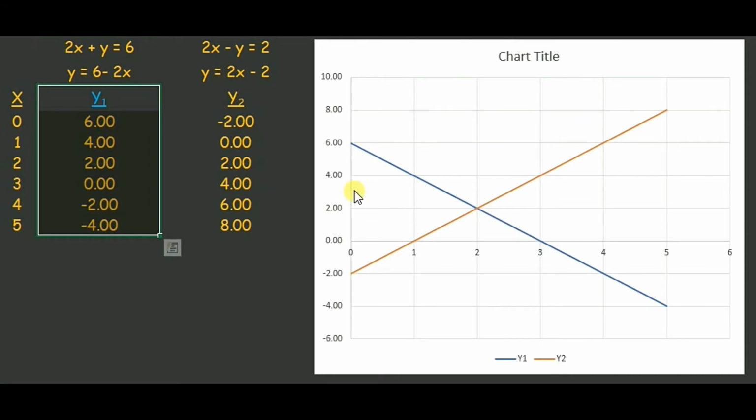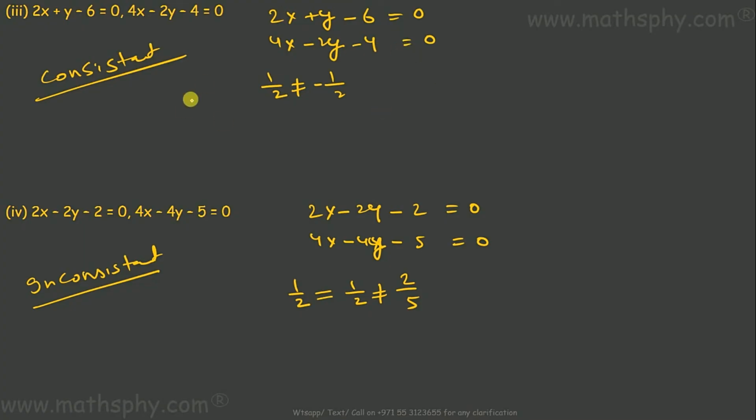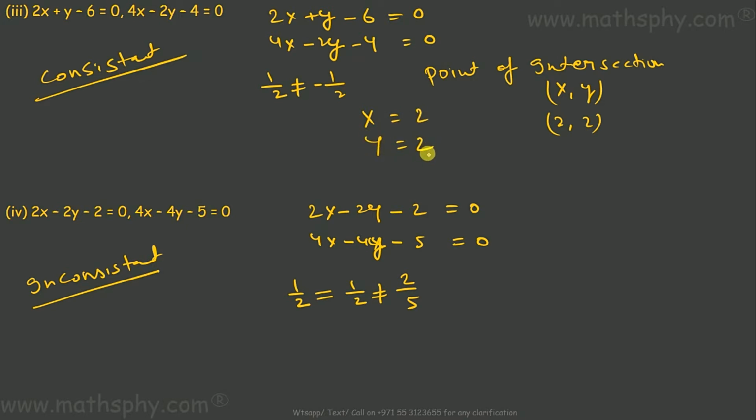Since they are intersecting lines, they will give me a unique solution, and the unique solution is the point of intersection, means coordinate 2, 2. X is 2, y is 2. This one here, intersecting lines, and I'll write point of intersection x comma y was 2 comma 2. Solution is x is 2 and y is also 2.